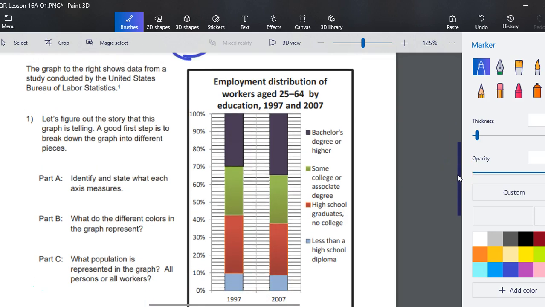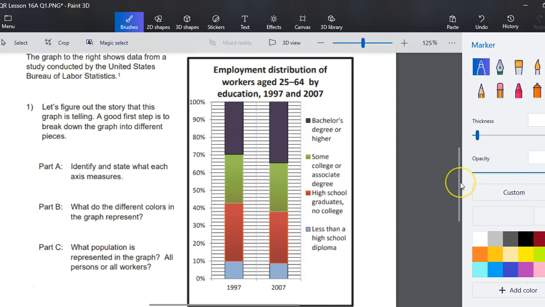Go ahead and hit pause, look at question 1 and maybe more by yourself before walking through this presentation with me. So looking at the graph, it shows data from a study conducted by the United States Bureau of Labor Statistics. And before we go any further, we should take a moment and just look at the graph. It is talking about employment of people these ages and by their education and these years.